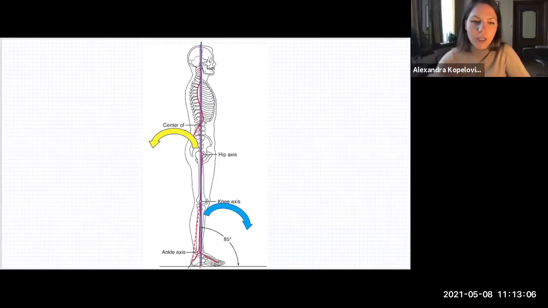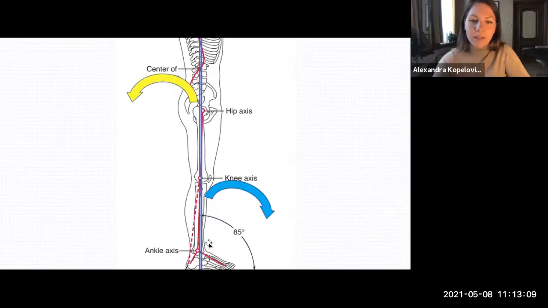It's a lot of words. Let's just take a look at an example. I think it's going to be a little bit easier. Let's take a look at the ankle joint.